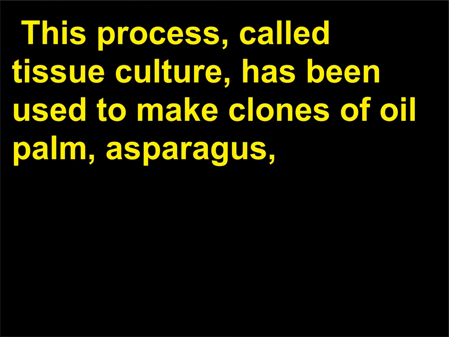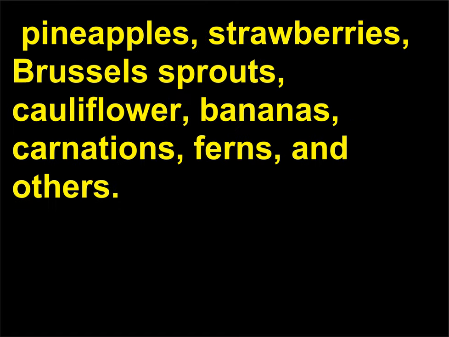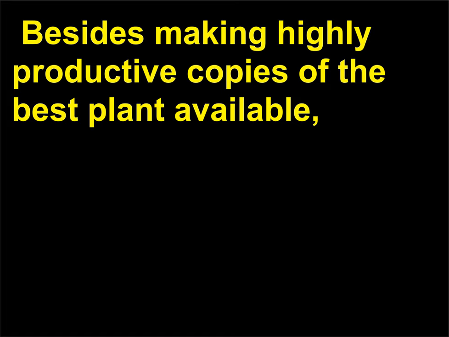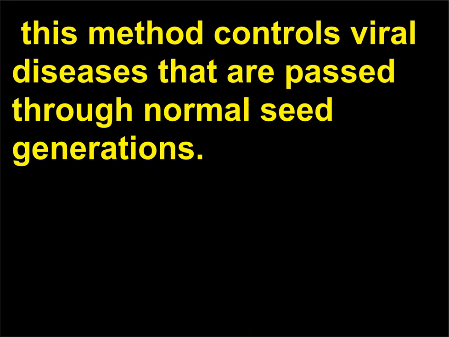This process, called tissue culture, has been used to make clones of oil palm, asparagus, pineapples, strawberries, Brussels sprouts, cauliflower, bananas, carnations, ferns, and others. Besides making highly productive copies of the best plant available, this method controls viral diseases that are passed through normal seed generations.